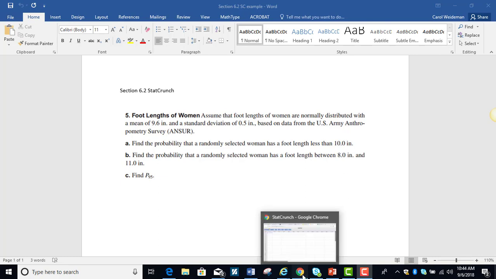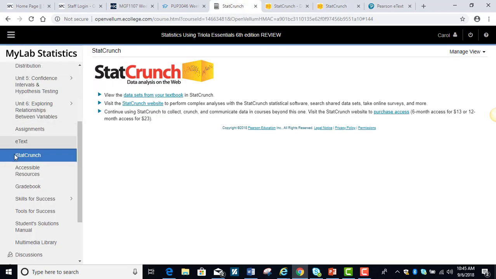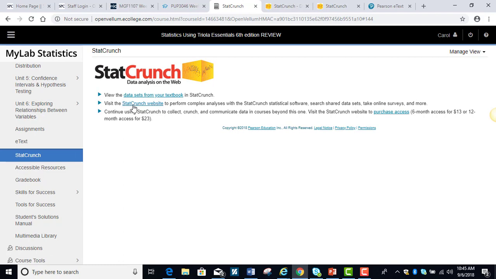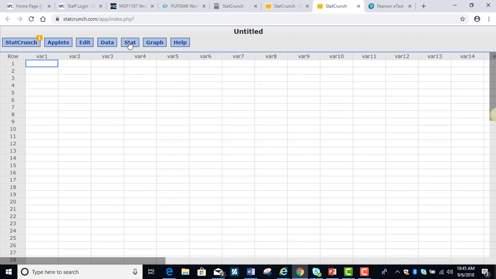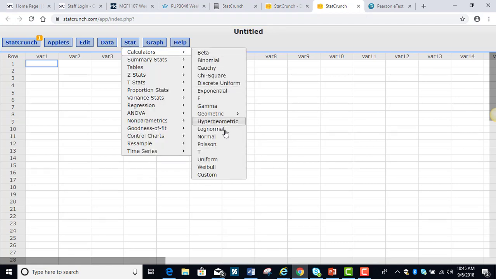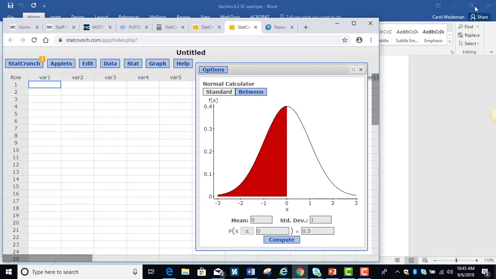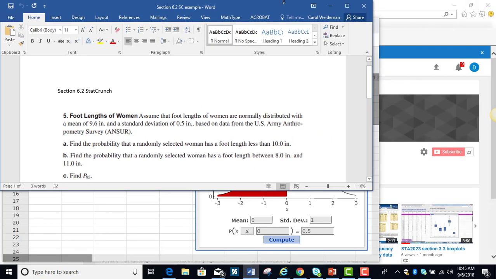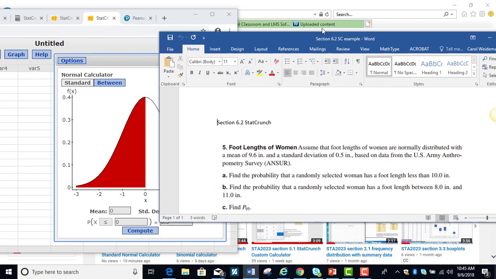So remember how we got to the StatCrunch tool. On our course homepage on MyStatLab, click on StatCrunch website, and then from the website open StatCrunch, and you'll have a blank page, and you want to go to Stat, Calculators, Normal. And I'm going to make this a little bit smaller so I can put the two screens side by side.